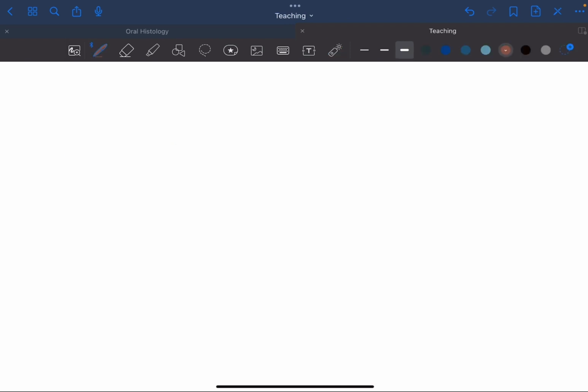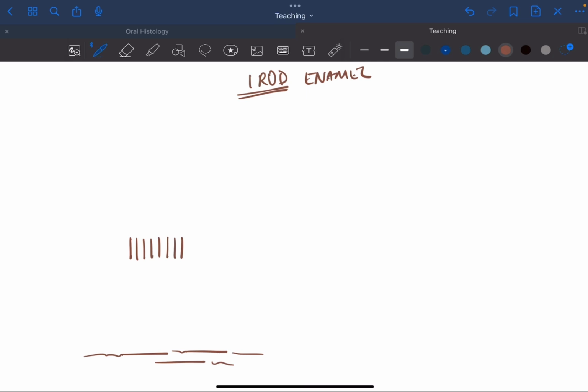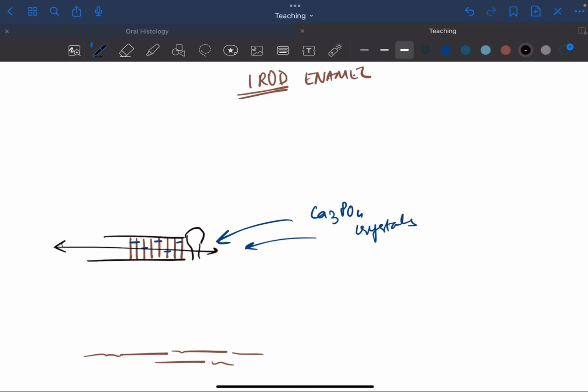Now we'll see the formation of one rod. How is a single rod of enamel formed? These are the amelogenin fibrils, which was the organic component that we saw. These are arranged, and we see the hydroxyapatite crystals binding these amelogenin fibrils like this. Just assume this is going to be the long axis. This is the long axis of a rod, and the hydroxyapatite crystals are arranged almost parallel to the long axis of the rod.